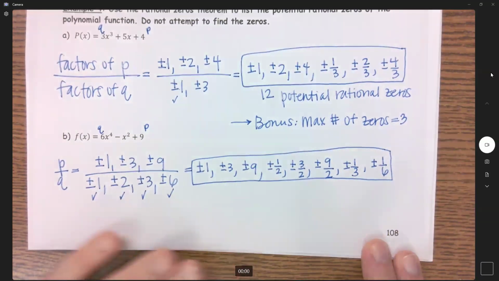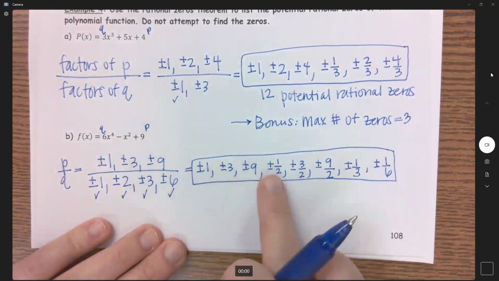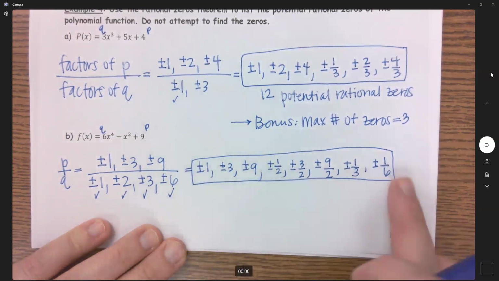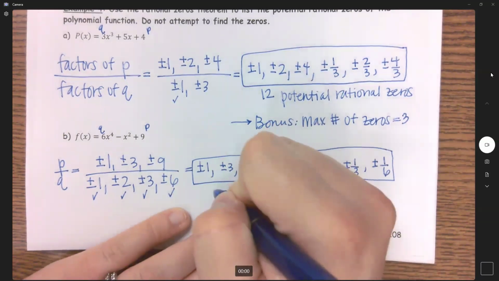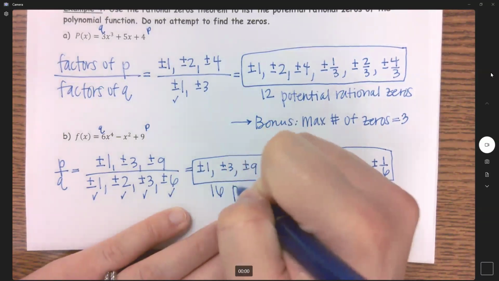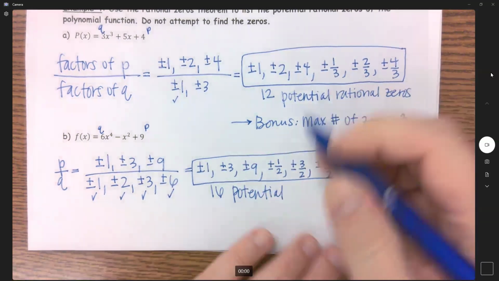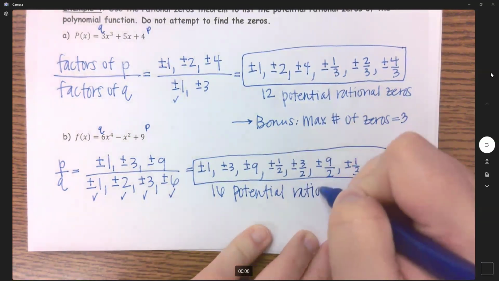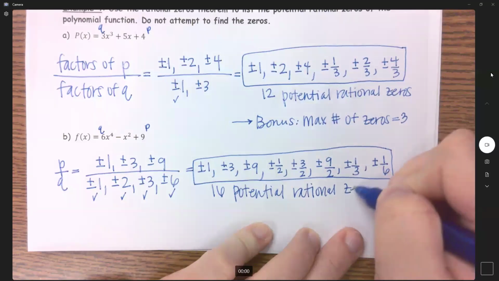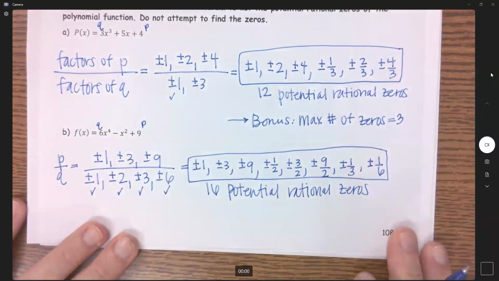How many do we have this time? 2, 4, 6, 8, 10, 12, 14, and 16. We have 16 potential rational zeros.